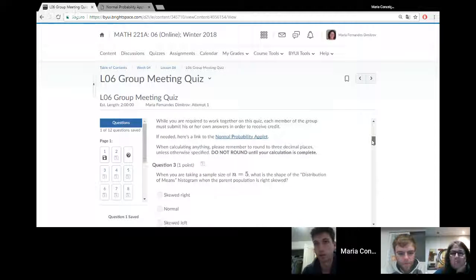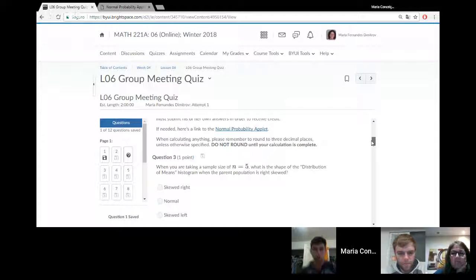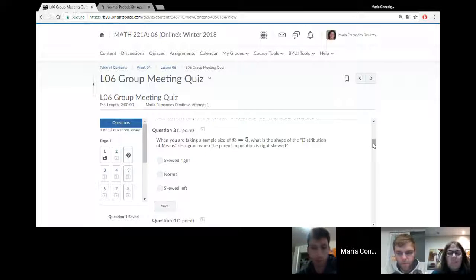Okay. When you are taking a sample size of n equal to 5, what is the shape of the distribution of means? This would be skewed to the right, wouldn't it? Because it's a small sample size. Yes, skewed to the right. Okay.